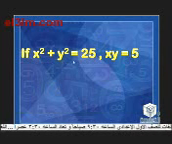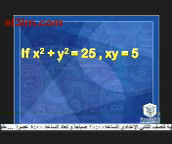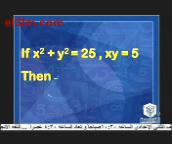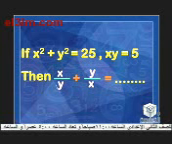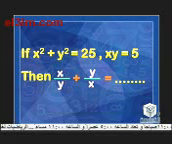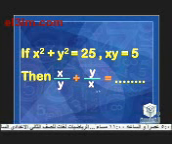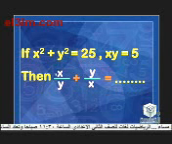If x power 2 plus y power 2 equals 25, and xy equals 5, then x over y plus y over x equals points. He wants us to get the value of the sum of these two rational expressions, x over y plus y over x.